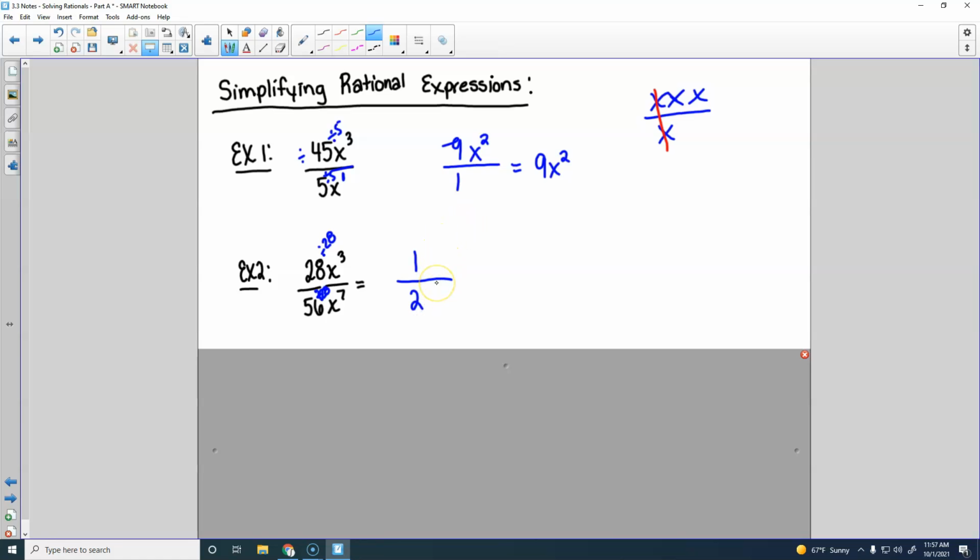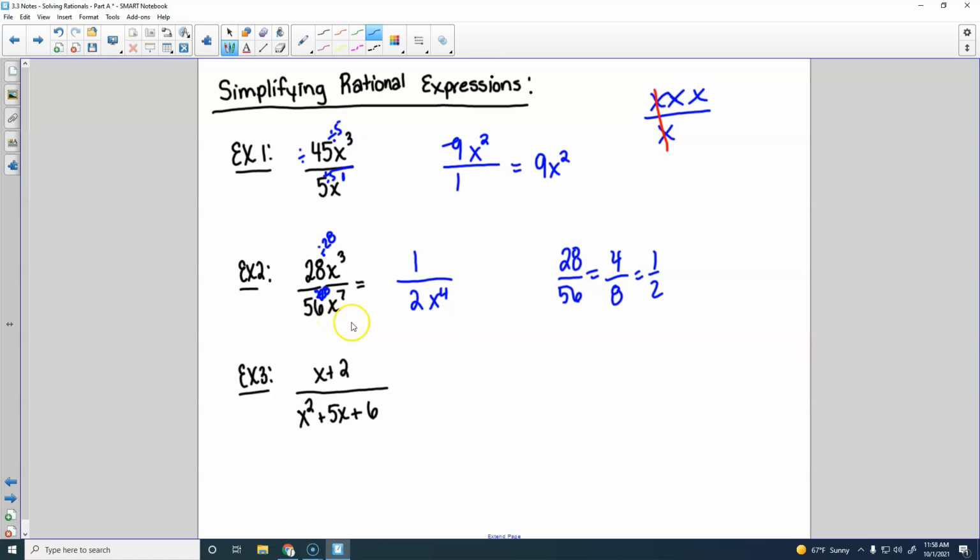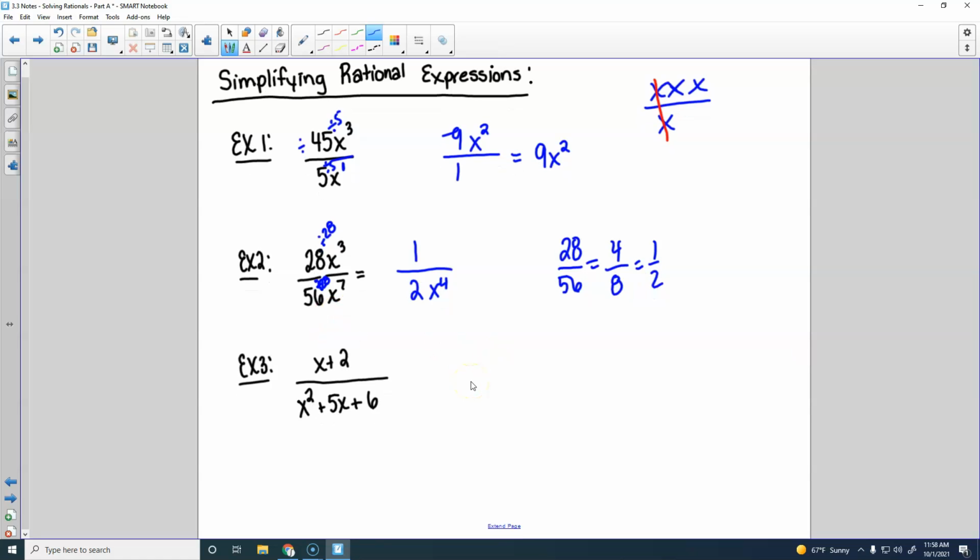And then with my x's, I'm going to subtract those exponents. It gives me 4. Where do I put those 4 x's? Bottom, because I've got more x's in the bottom. You do need this 1 here this time because it's in the numerator. So it's 1 over 2x to the 4th. Now if you're like me and thinking 7 there, then you would have gotten 4 over 8, but then of course 4 over 8 would have reduced to 1/2, so you could have kept going there. Okay, let's look at what happens with example 3.